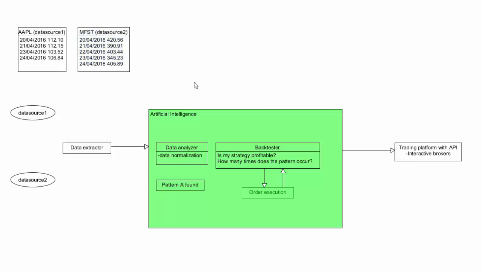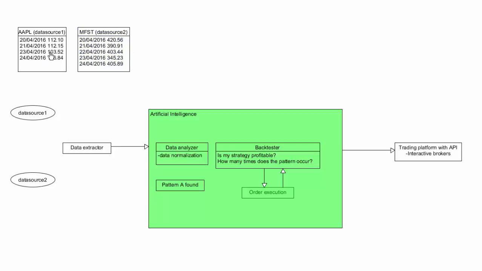The next part is the artificial intelligence. So the artificial intelligence consists of a data analyzer, a backtester, and an order execution component. So the data analyzer, you will try to match certain patterns. In this case, for example, we have an Apple stock and we have Microsoft stock.